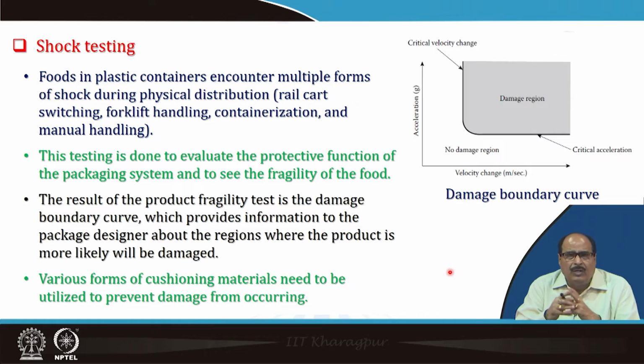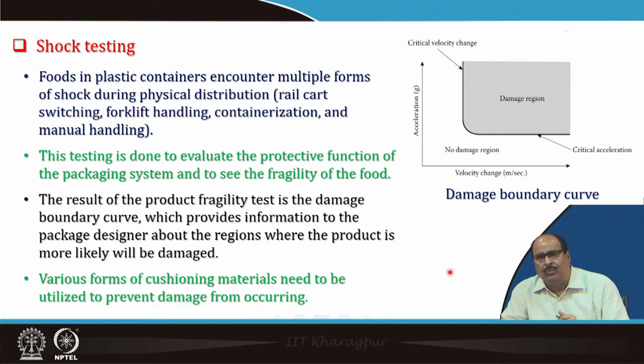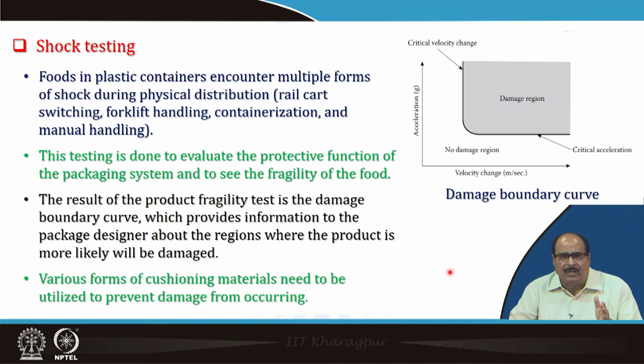It is done to evaluate the protective functions of the packaging system and to see the fragility of the food. The result of the product fragility test is the damage boundary curve, which provides information to the package designer about the regions where the product is more likely to be damaged. You can see here that in this region there will be no damage region. This is the critical acceleration if you give a critical velocity. So, that is the rounded figure is the damage region.